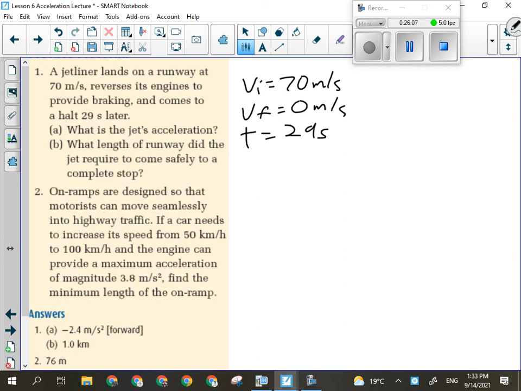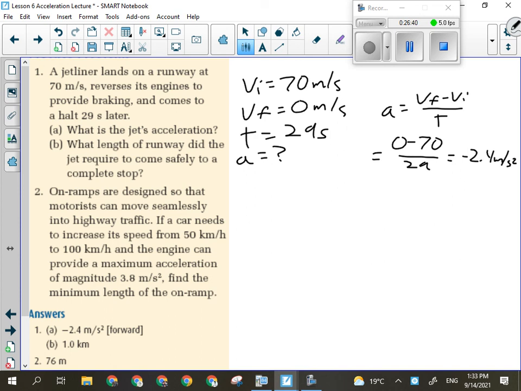What's the jet's acceleration? What formula would I use here? What would be my best choice? A equals VF minus VI over t. Exactly, that first one we learned in Science 10: change in velocity divided by change in time is the easiest one. I don't even have to manipulate it. It would just be 0 minus 70 over 29 seconds, and that gives us negative 2.4 meters per second squared, or 2.4 meters per second squared backwards, which would probably be more accurate because it never says forward anywhere here.